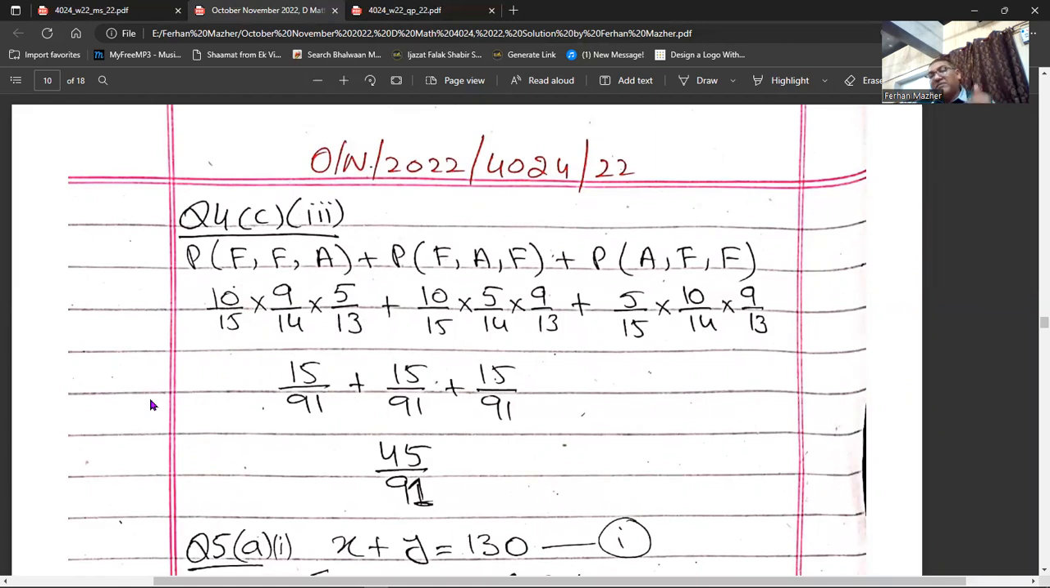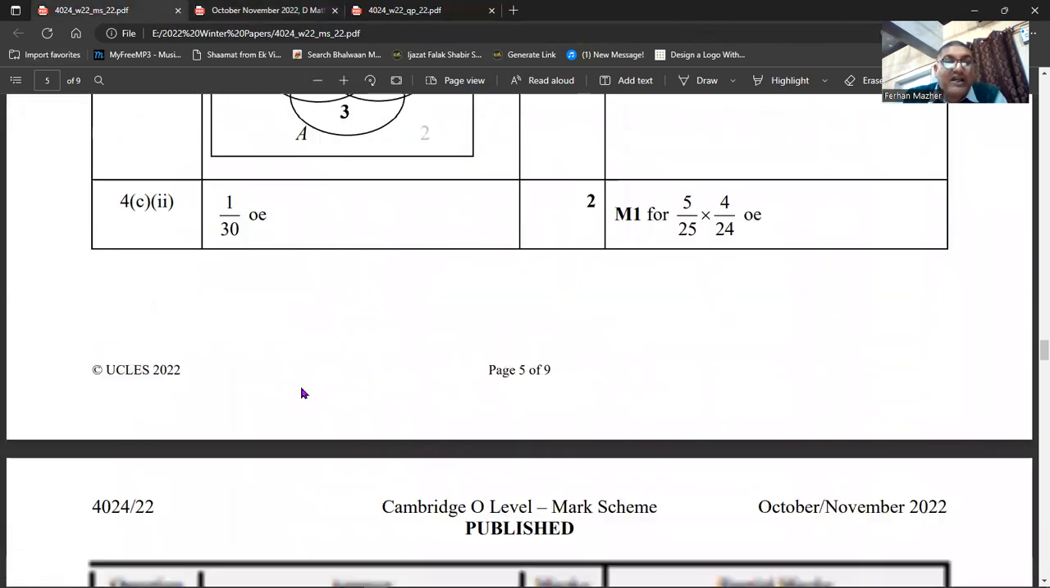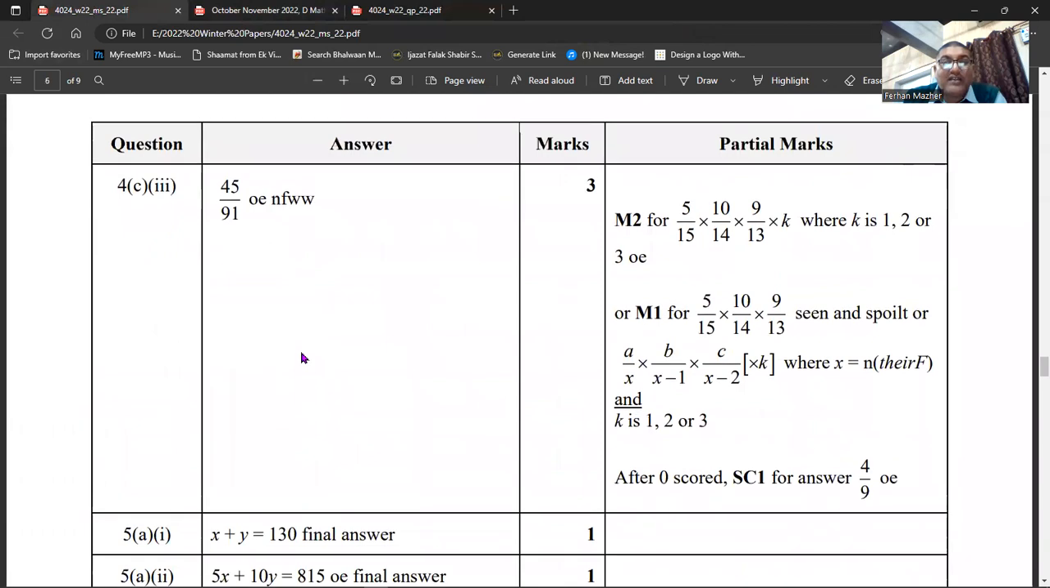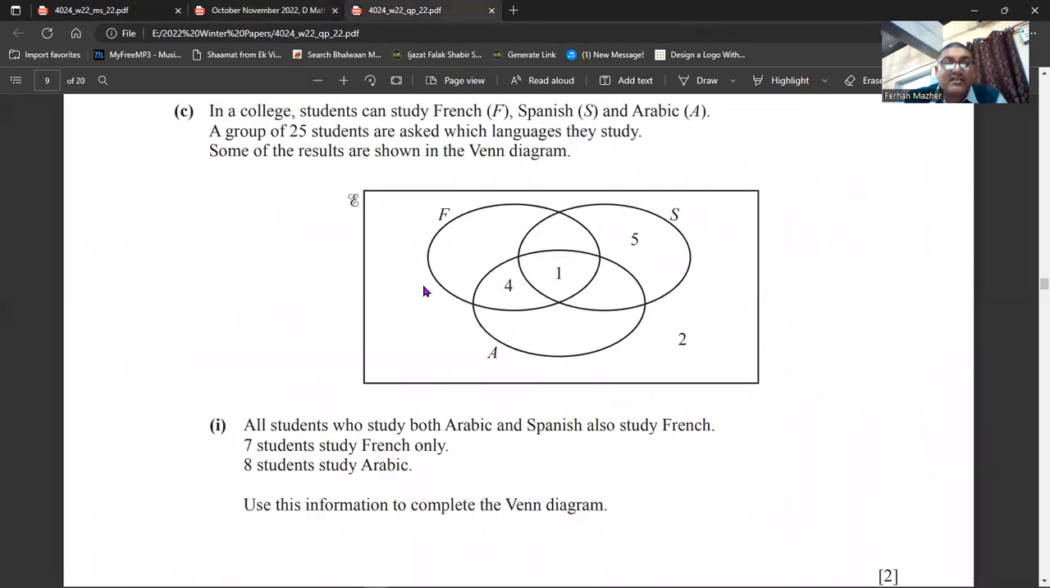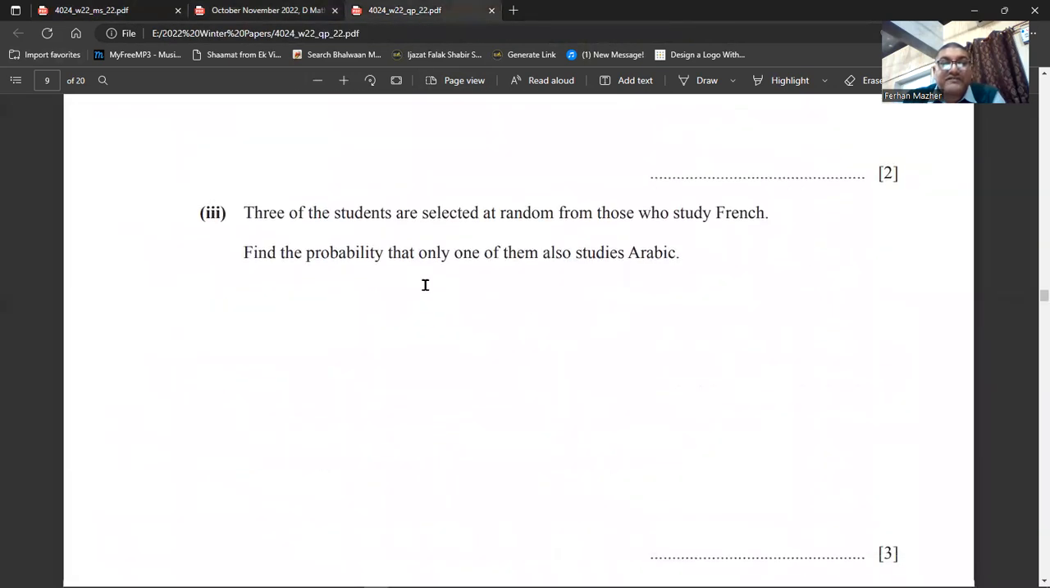So that will be 15 by 91 plus 15 by 91 plus 15 by 91. So it will be 45 by 91. The marking scheme is showing up. This is my answer. The answers are right. So we are going to the next question.